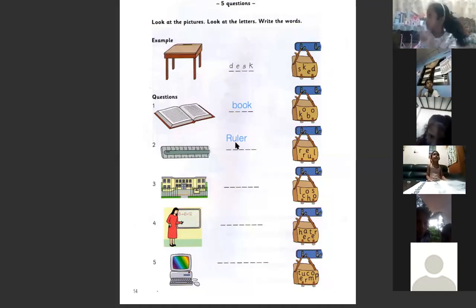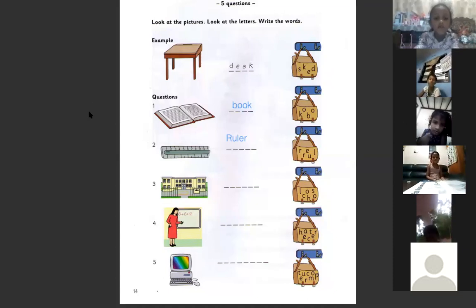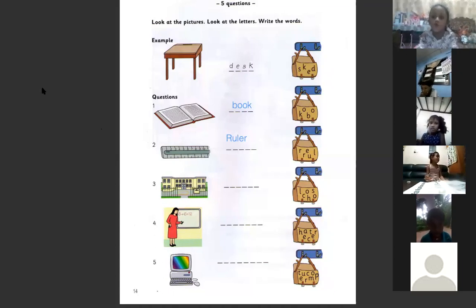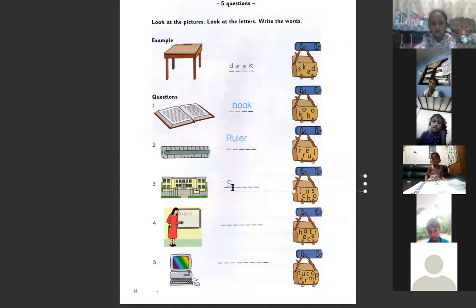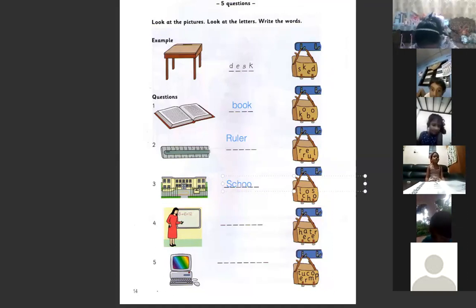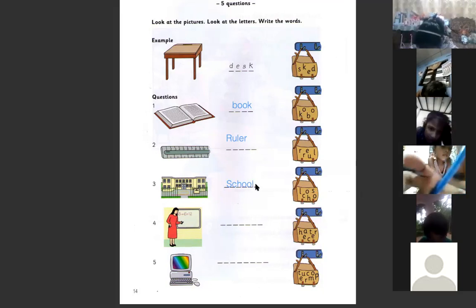Okay, what is the next one? What is the next place? That is school. Yes. It's a school. Very good. You write school. S C H double O L. Yes. School.